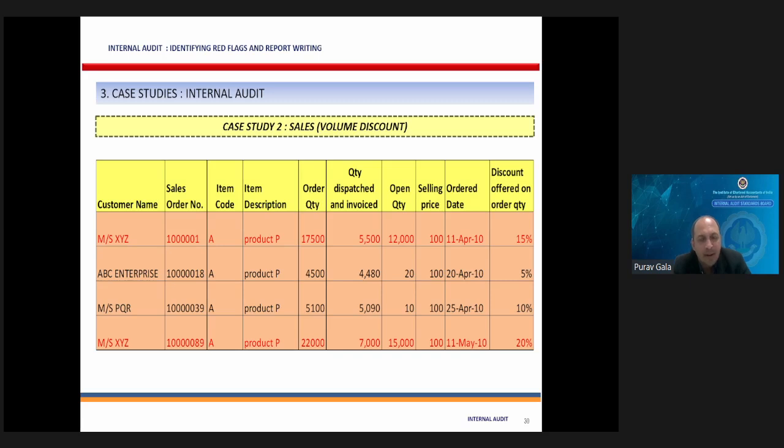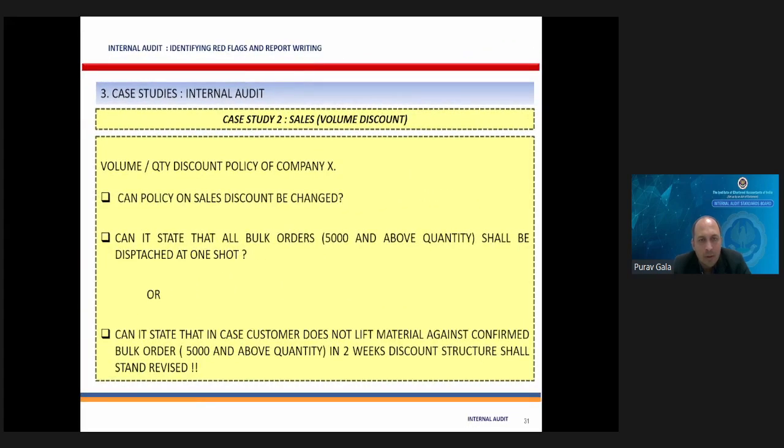So, okay, let's summarize this. Friends, this is how value unlocking gets done. I'll go and tell my client, my business head, we need to change the policy on sales discount. Bulk orders of 5,000 and above could be dispatched in one shot. Also, if the customer does not lift material against a confirmed bulk order, the discount structure will stand revised. Or maybe I can say that the FIFO basis should be used in my system, and so on and so forth.